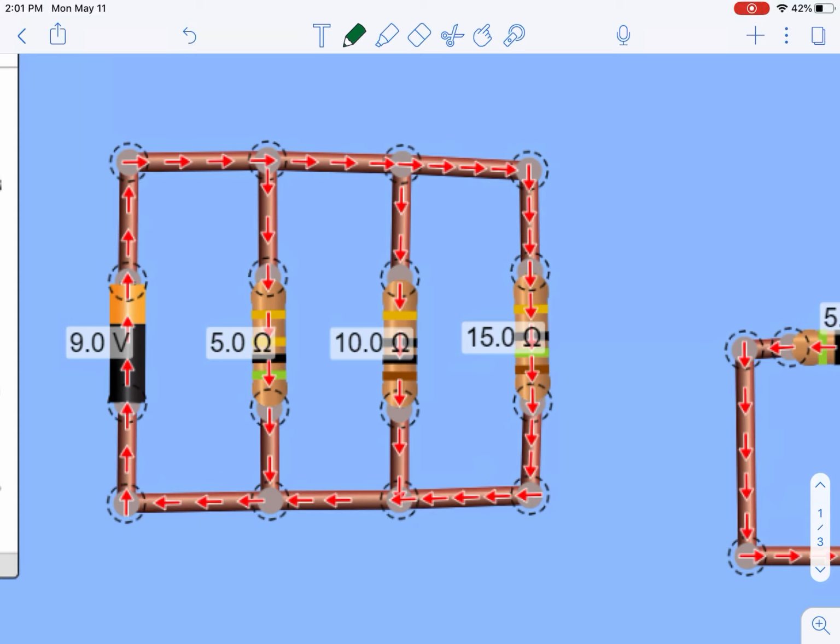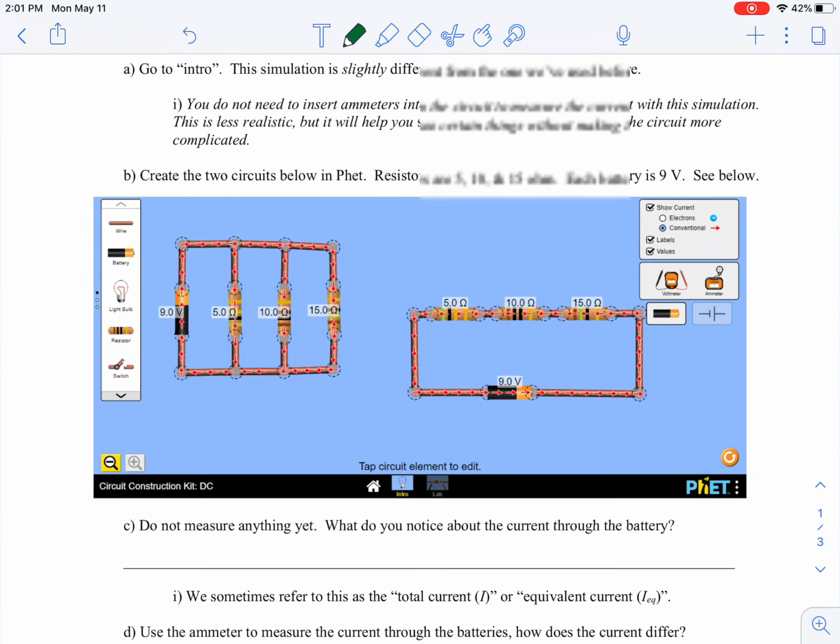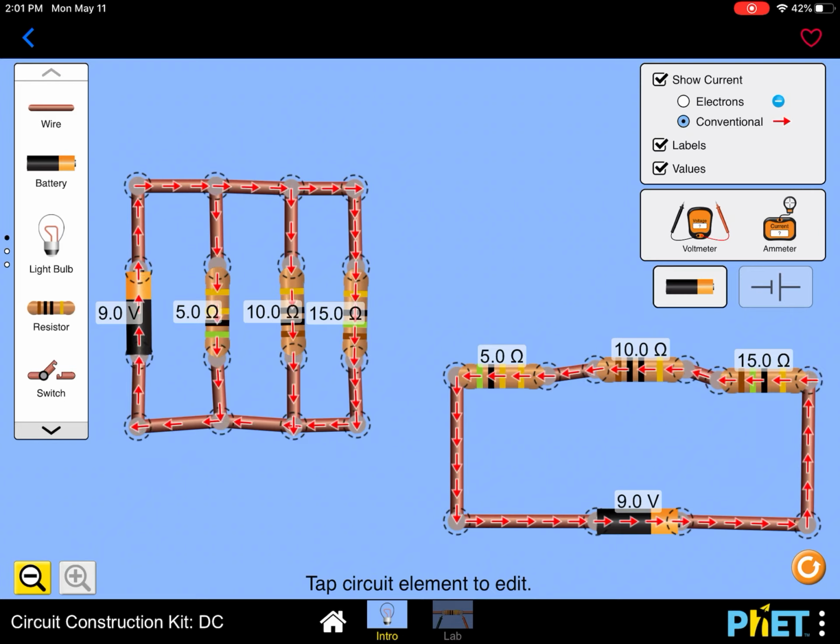So this parallel circuit here has a 9-volt battery, 5 ohm resistor, 10 ohm resistor, and 15 ohm resistor. The order doesn't actually matter, but that's the way I'm doing it. Just keep it simple. How do you change it? You just click on them when you make it, and you change the resistance. This is a series circuit, same battery, 9 volts, and 5, 10, and 15 ohms. Again, the order doesn't really matter, but if you want to just do it like mine, you could do it that way.